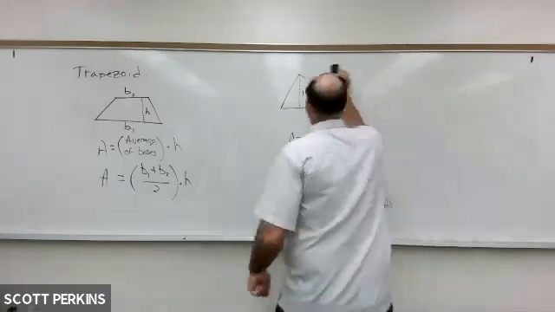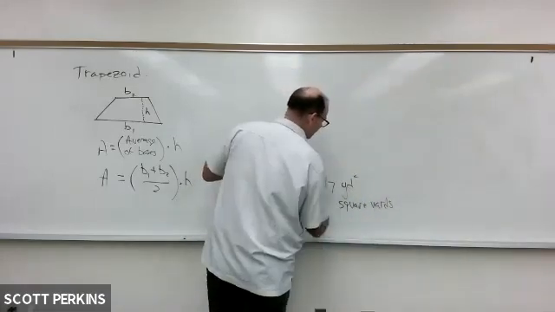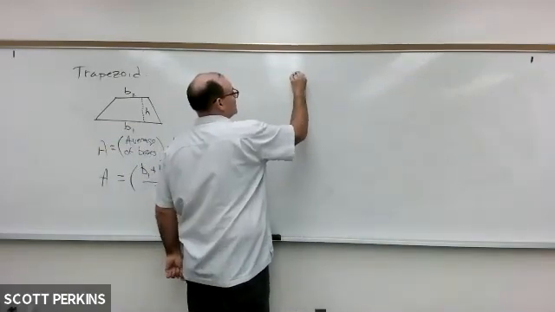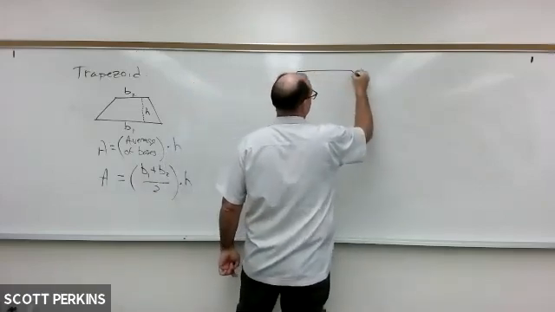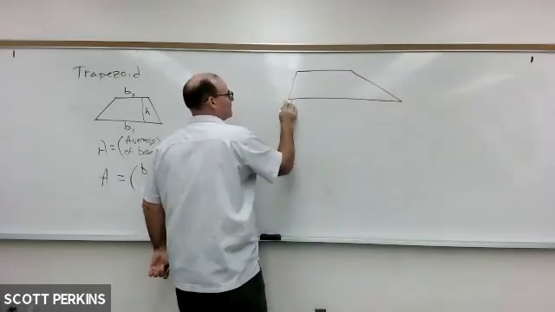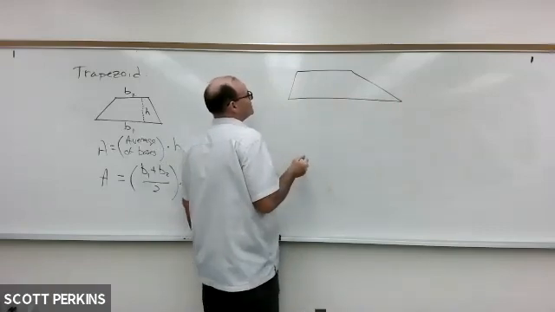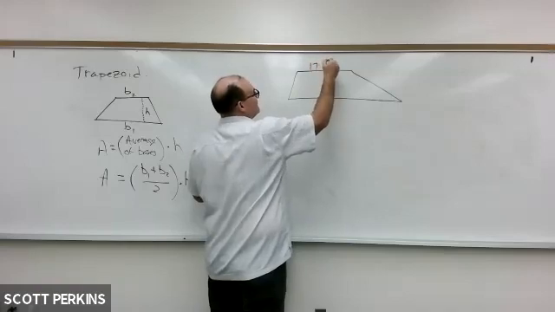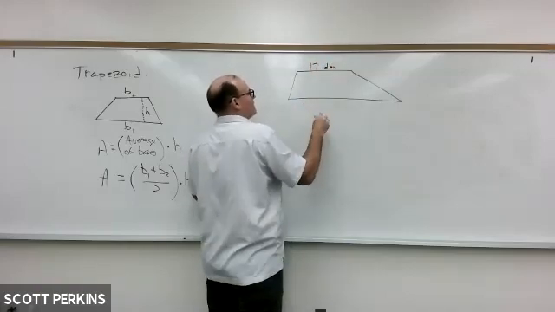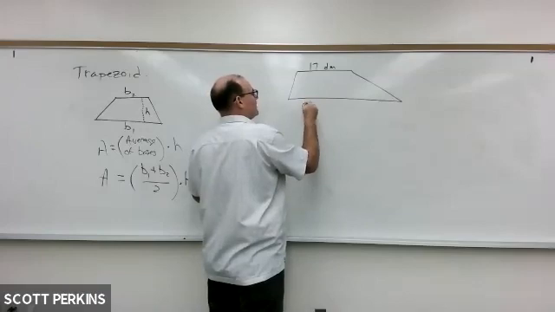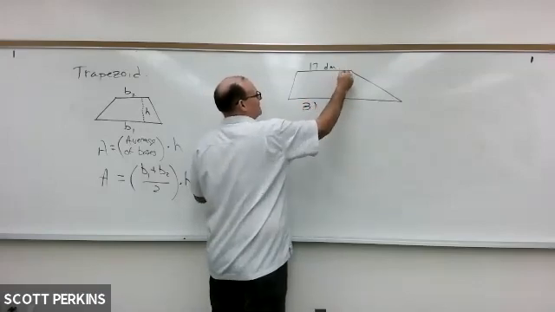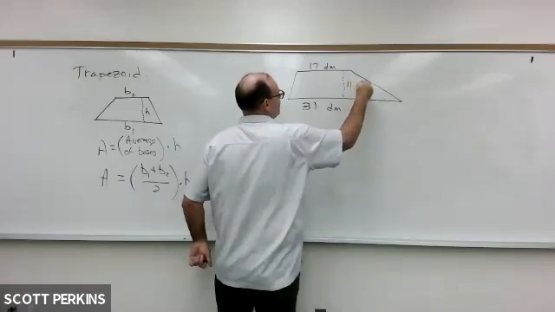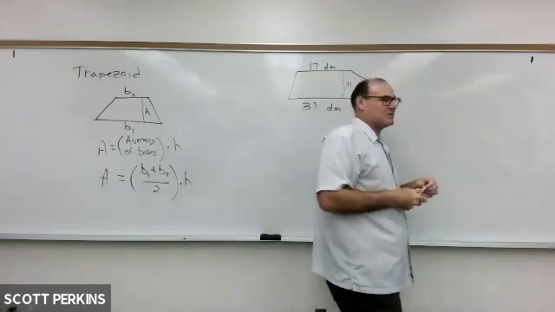All right, here's another one. I'm going to leave our buddy the trapezoid up there. So here's our trapezoid. Let's say the top here is going to be 17 decimeters. The bottom is going to be 31 decimeters. And then this distance right here is, let's call that 11 decimeters. I would like you to find the area of that trapezoid for me, please.